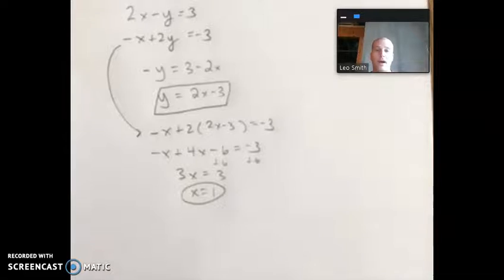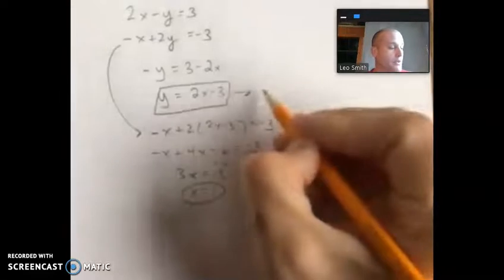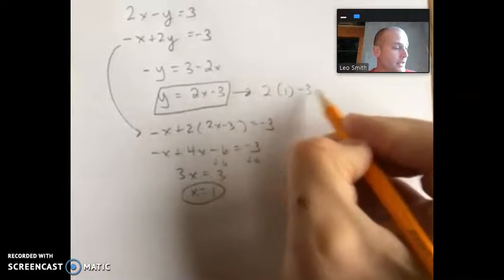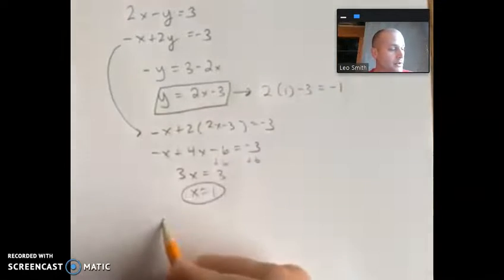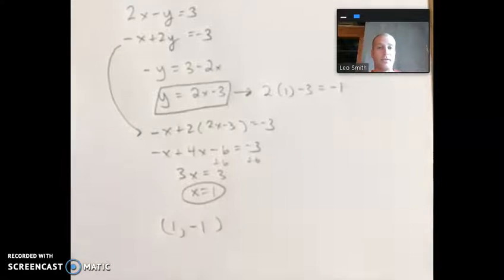To find the y value, I'll go back to my y equals 2x minus 3 and write 2 times 1 minus 3. So that's negative 1. So I can see that x equals 1, y equals negative 1 is also a solution to the system.